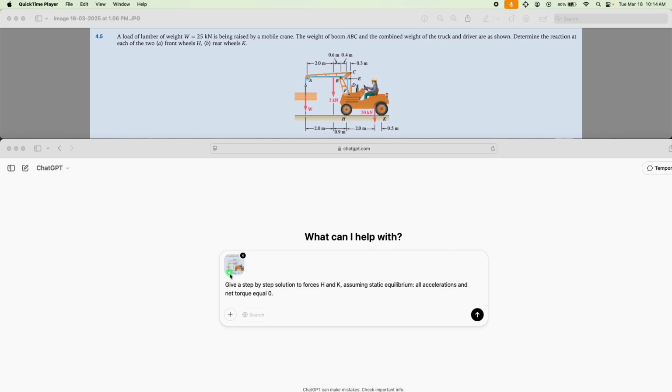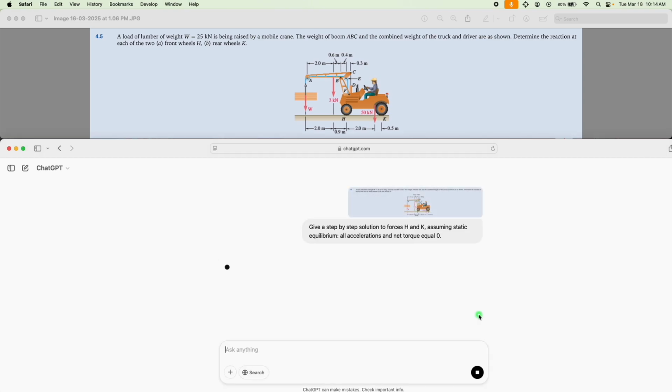So I've loaded this image into ChatGPT and gave it some clarifying instructions. Give a step-by-step solution to forces H and K, assuming static equilibrium, all accelerations, and net torque equals zero. Let's now see what it spits out.